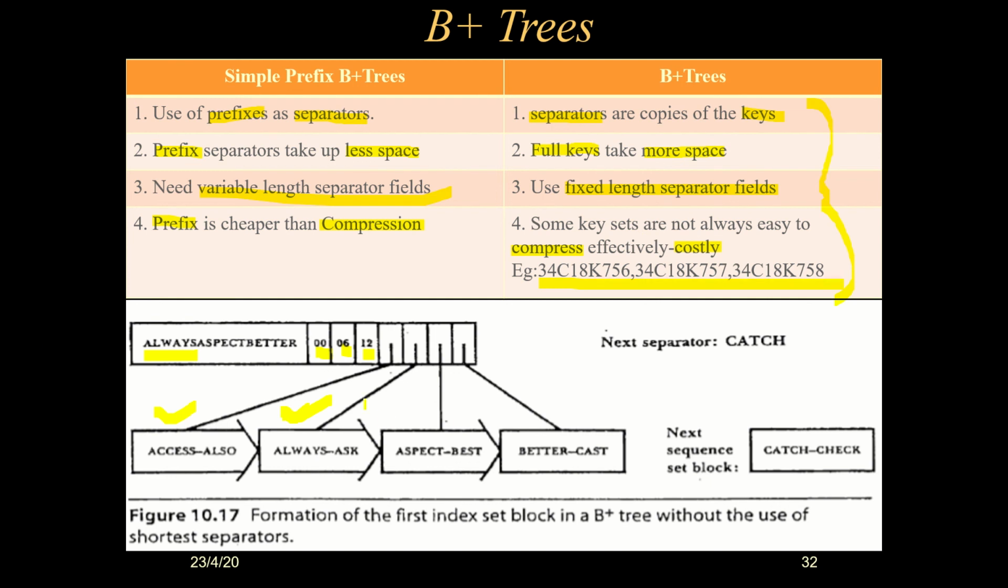Again we go for the second keyword, which is aspect, in the sense my third block will be equal to aspect and greater than aspect, records will be found here. And the next keyword is better, so equal to better and greater than better will be found inside my fourth one. So this is the difference when you compare both the simple prefix B plus tree and B plus tree. Here the keyword is used as it is with fixed length size, and in the case of simple prefix only the prefixes are used. Okay, so this is the difference. Thank you.